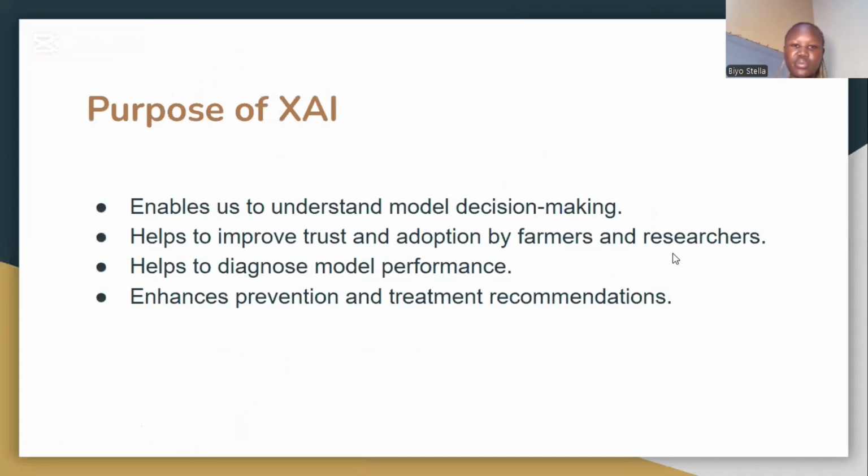First off, we have to know the purpose of explainable AI. It enables us to understand the model's decision making and helps to improve trust and adoption by farmers and researchers. It also helps to diagnose the model's performance, and enhances prevention and treatment recommendations.